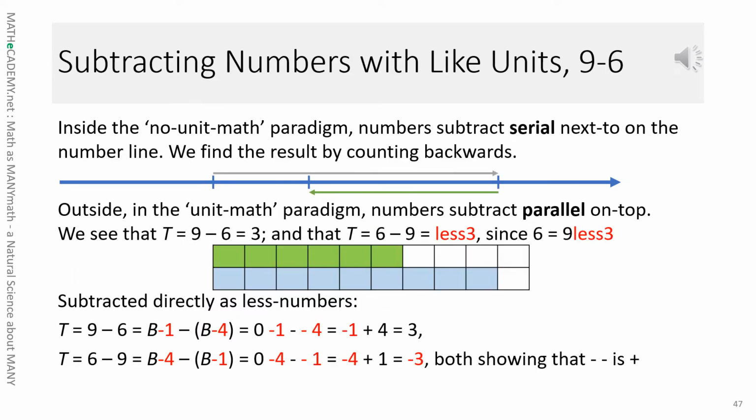Subtracting numbers with like units, 9 minus 6. Inside the no-unit math paradigm, numbers subtract serial, or next to, on the number line. We find the result by counting backwards. Outside, in the unit math paradigm, numbers subtract parallel, or on top, showing that t is 9 minus 6, which is 3, or that t is 6 minus 9, which is less 3, since 6 is 9 less 3. Subtracting directly as less numbers gives the same result. Again we see that minus minus is plus.